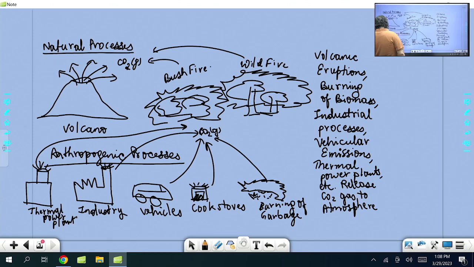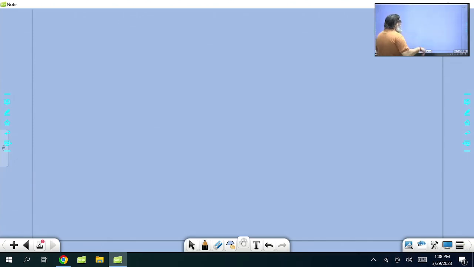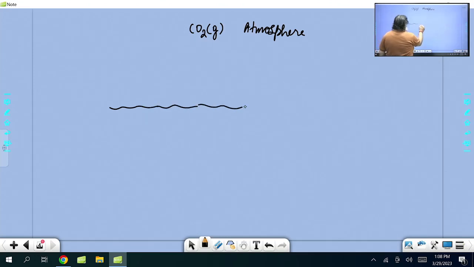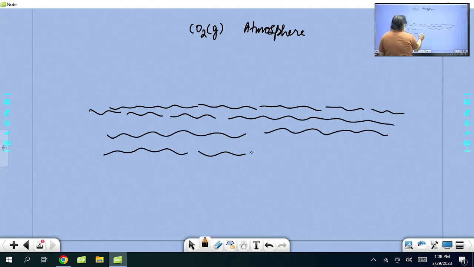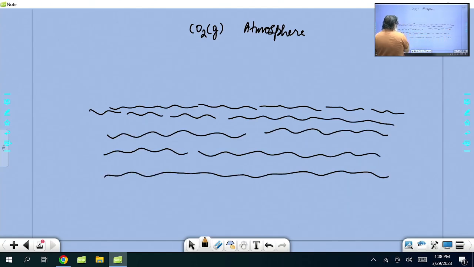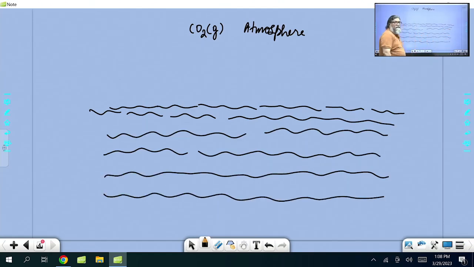Next one is a very important thing I'm coming across here. CO2 gas in the atmosphere, and the sea and oceans, the vast oceans. So the two things are there.